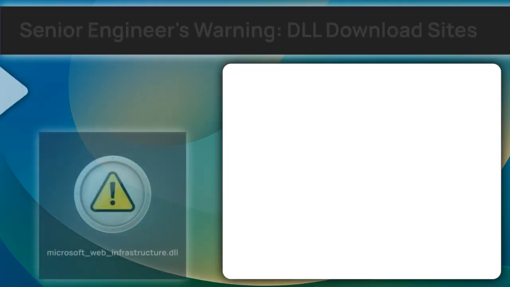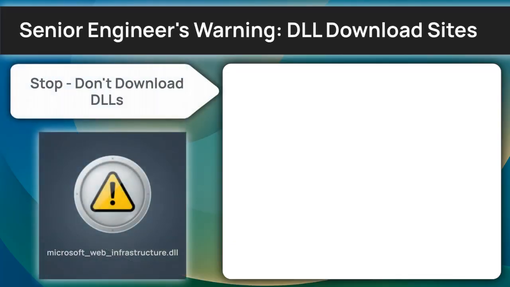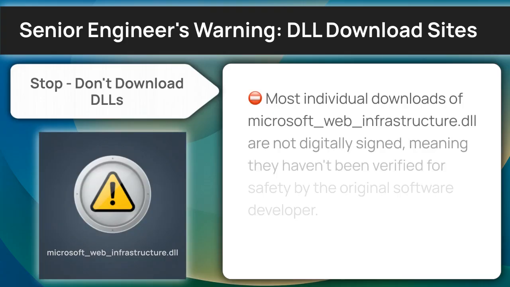From a systems engineering perspective, there is one major security pitfall I need to help you avoid. The version of Microsoft Web Infrastructure Module DLL found on most download sites is often compiled for different hardware, which can cause your CPU to work harder or crash.